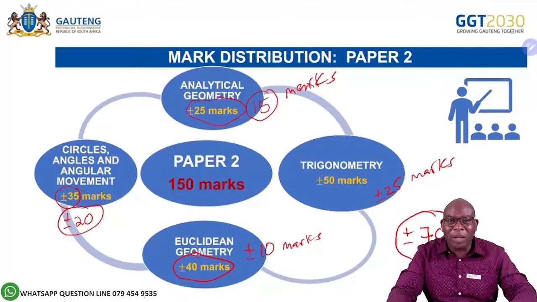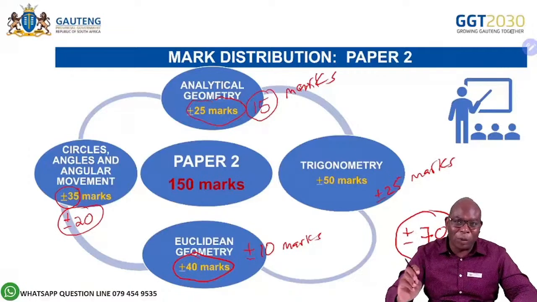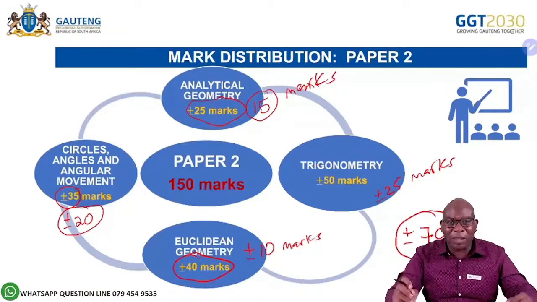So when I go into the exam room tomorrow, I know I need to start with the 70 marks. So I must go to analytical geometry and try to get 15 marks. Let's go to trigonometry, try to get 25 marks, and so on. So today we're going to be looking at all these topics and see which marks you can target. Which are the questions that we know? Every question paper will always have those questions, and we can get up to 70, which is our minimum.